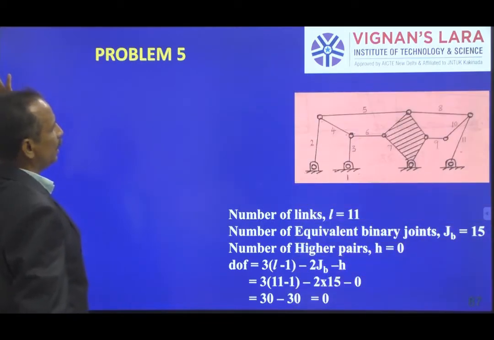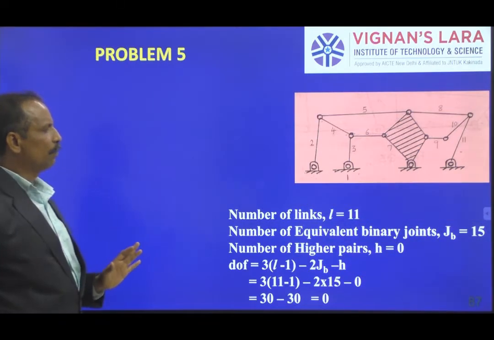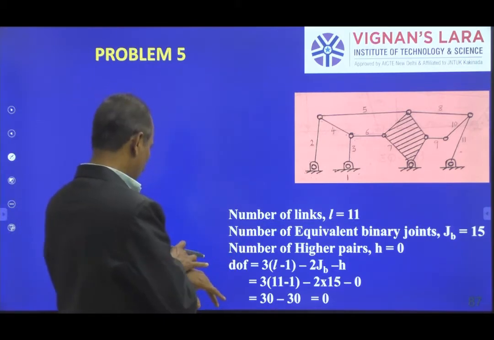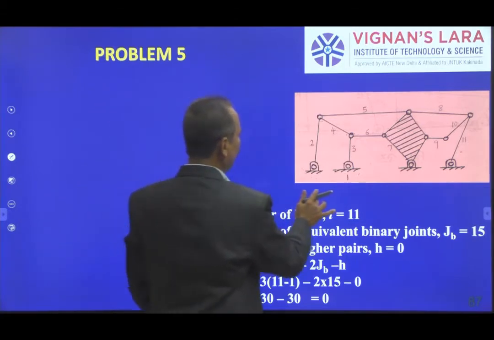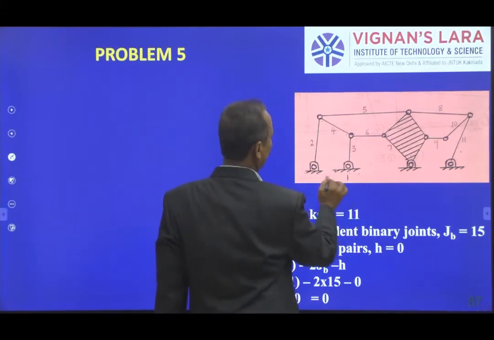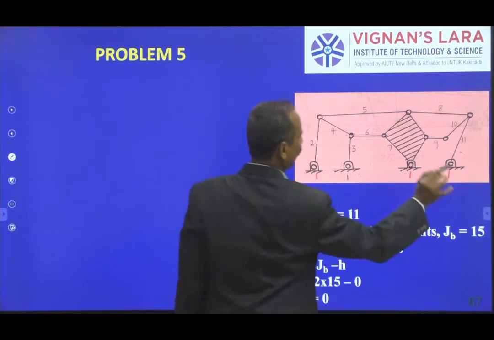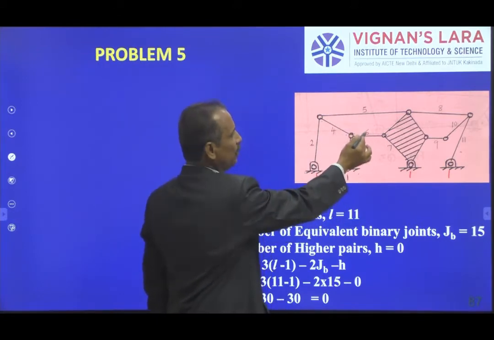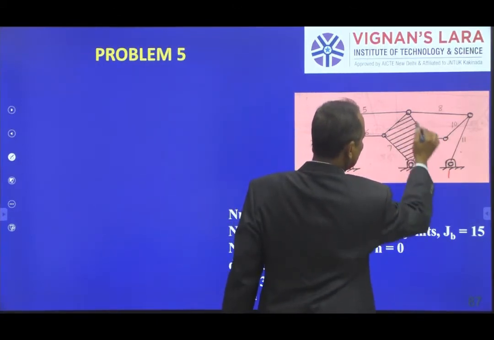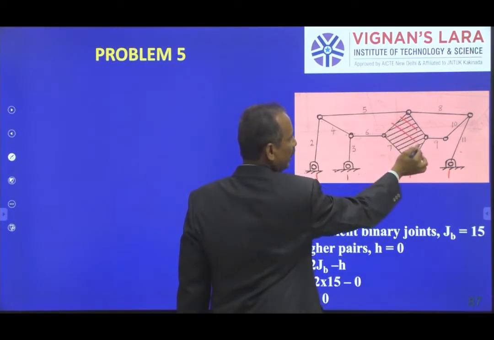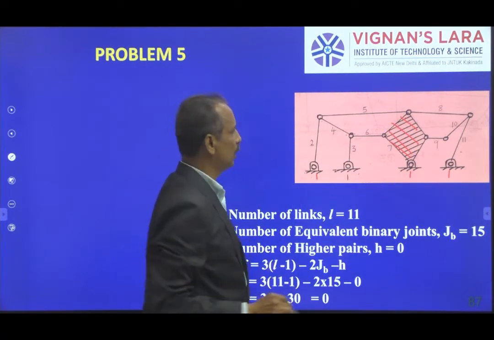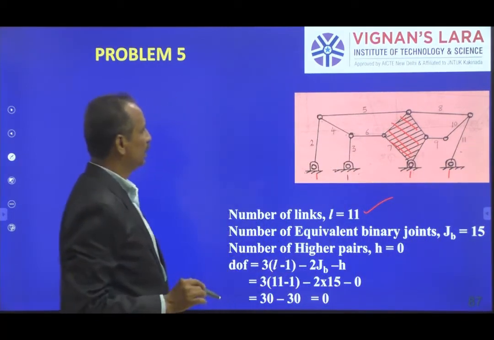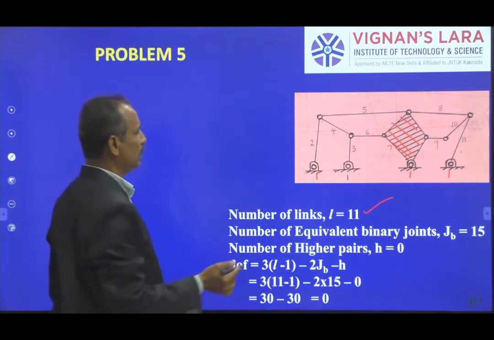Then let us see another case where there are binary joints and where there are no higher pairs. Let us see first how many links there are in the mechanism. The total links are: a fixed link 1, all are 1. Then numbering 2, 3, 4, 5, 6, like this is a single link, because as I stated, hatched means there is no relative motion. 7, then 8, 9, 10, 11. That is identified. Then we come to the counting of the binary joints.